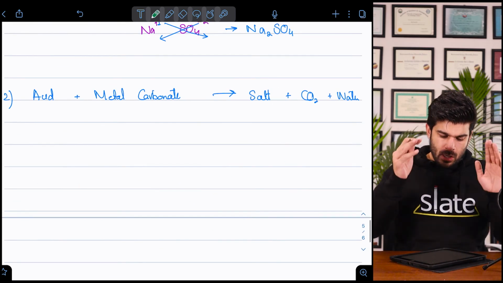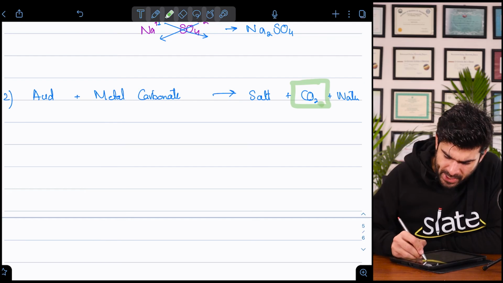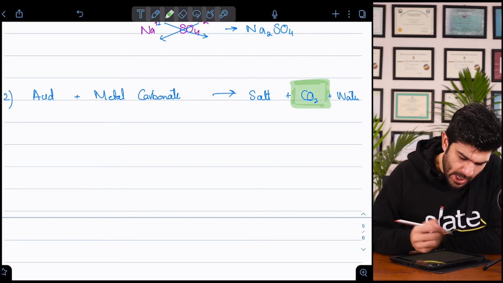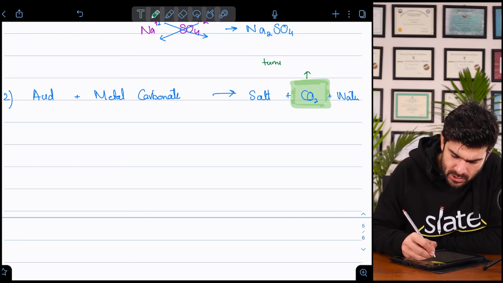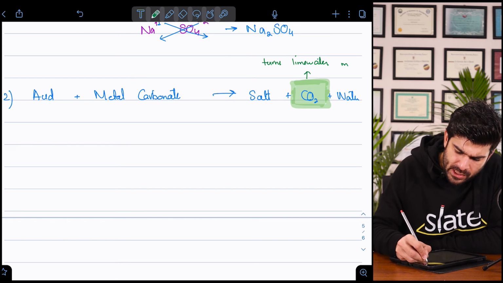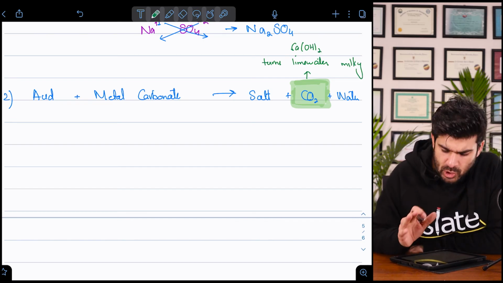Now, in this reaction, which one is the important one? Carbon dioxide. And what do we know about carbon dioxide? Turns lime water milky. Now, what is lime water? It is calcium hydroxide. So that's lime water.